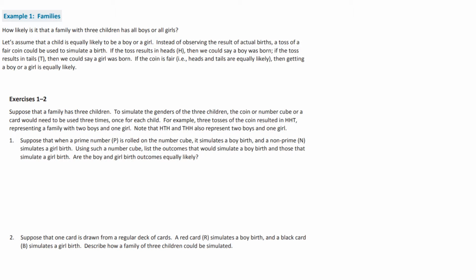Okay, so this is example 1. It's about families. This should look very familiar. We did a lot with this example in lesson 7. So example 1 says, how likely is it that a family that has 3 children has all girls or all boys? So let's assume a child is equally likely to be a boy or girl. That means it's a 50-50 odds. So you can simulate having a child by tossing a coin. And if you get heads, we can say it's a boy. And if you get tails, you can say it's a girl, which is what that paragraph is saying.